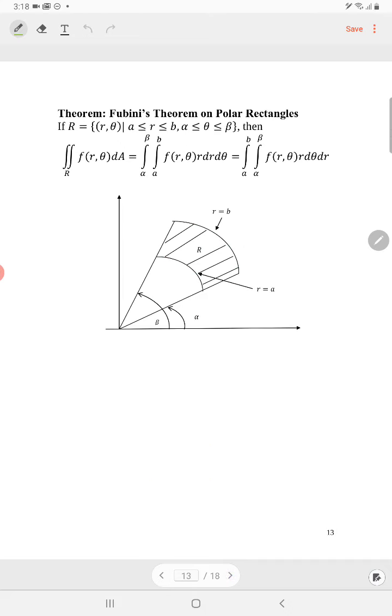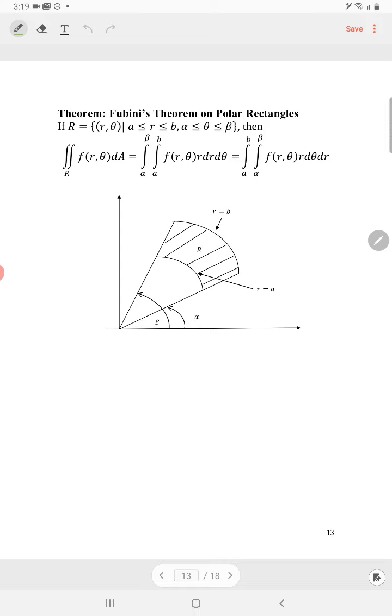So for that, let's look at the theorem. Here we have Fubini's theorem. We have three types of regions, but let's look at the first region. The first region is what we call the polar rectangle. This is the simplest region. Here the region is the set of points r and theta, where r is from a constant to a constant and theta is also from a constant to a constant. So this is very similar to rectangular regions in our Cartesian coordinates.